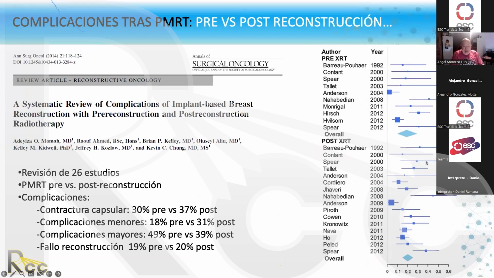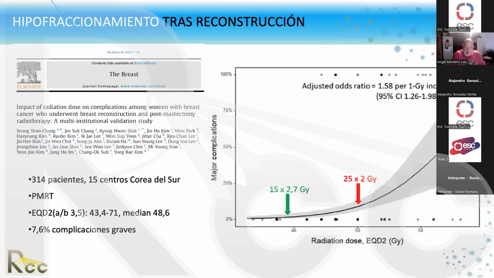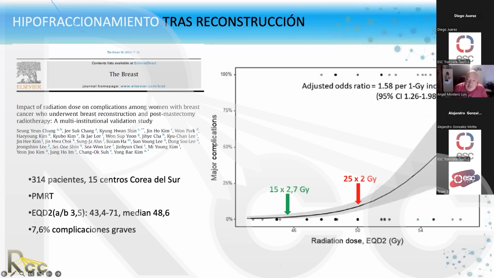But in reality, when you look at the differences between doing radiotherapy before reconstruction or after reconstruction, what we can see is that there are no differences. This, I believe, the systematic reviews say there is no difference in doing radiation before or after. I'd rather do it before, but this is all about taste. But what is important for you to know is that hypofractionation after breast reconstruction has the added benefit that complications would be fewer.